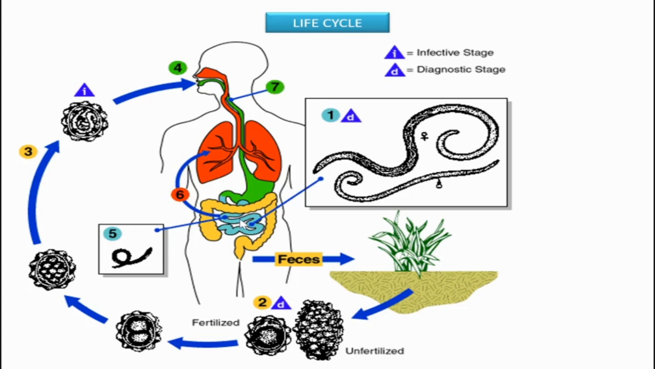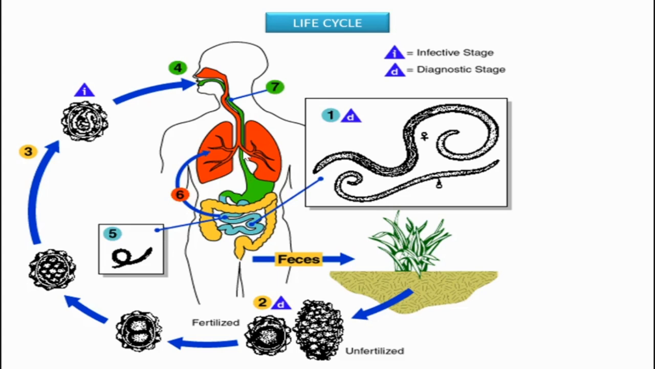That second stage rhabditiform larva penetrates the intestinal wall and enters the hepatic portal system, a blood vessel that carries blood from the intestine to the liver. From the liver, the parasite reaches the heart, and from the heart it reaches the lungs. Lungs are located somewhere here. Further development happens, and it is molting. Molting means metamorphosis. The further development occurs in the alveoli.